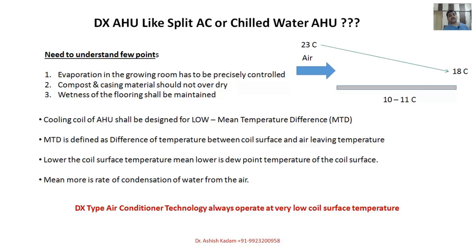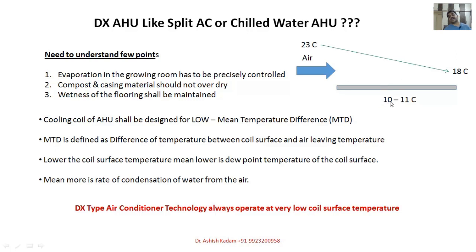So just for explanation to the lay people or layman, I would use this concept of mean temperature difference. So if you see this picture, 23 and 18 is the temperature range for the air. So if you take the average of this, if you find out the mean of this, your mean will come somewhere at 20 degree, I would say. Okay, so 20 degree is suppose the mean, and the surface temperature is 10 degree.